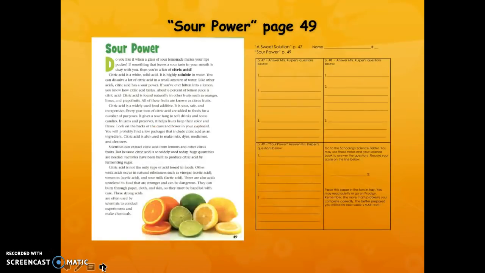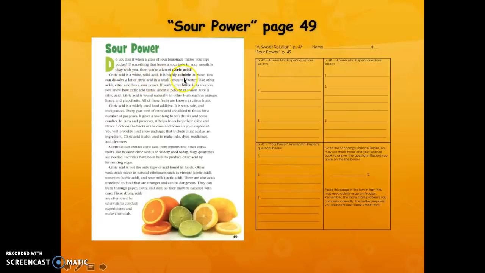All right, so we're on page 49. This is a different article now. This is called Sour Power. It's just this one page. So your questions are going to be in this lower section of your paper. Do you like it when a glass of sour lemonade makes your lips pucker? If something that leaves a sour taste in your mouth is okay with you, then you are a fan of citric acid. So citric acid is a white solid acid.